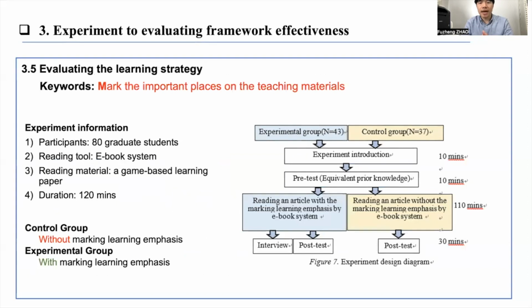I did a comparative experiment. In the control group, students didn't use the learning strategy. The experiment group students read the learning material with the learning strategy. There were about 80 participants. The reading tool was the ebook system, the reading material was a game-based learning paper, and the experiment duration was 2 hours.